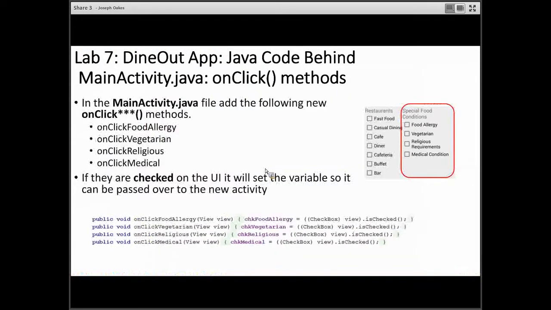Okay, so we just did all the food allergen, vegetarian, religious requirements, and medical conditions. And so we should be good to go. That's all of the MainActivity.java code that we need in the code behind for that particular activity.